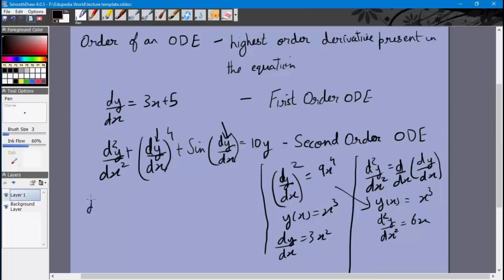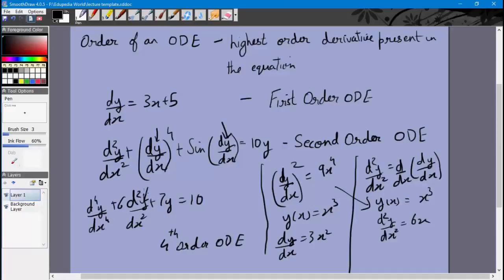Again, you could have a more complicated equation, d4y by dx to the power 4 plus 6 d2y by dx squared plus 7y is equal to 10. This would be a fourth order ODE. Why? Because here you have the double derivative of y, and here you have the fourth order derivative of y with respect to x. You differentiate y with respect to x 4 times. The highest order is this one, so it's a fourth order ODE. An order, for the sake of this course, is only defined for an ODE, for an ordinary differential equation.